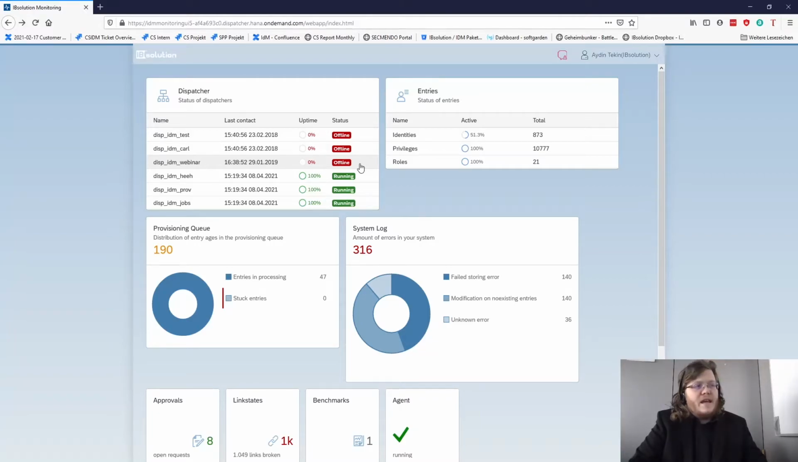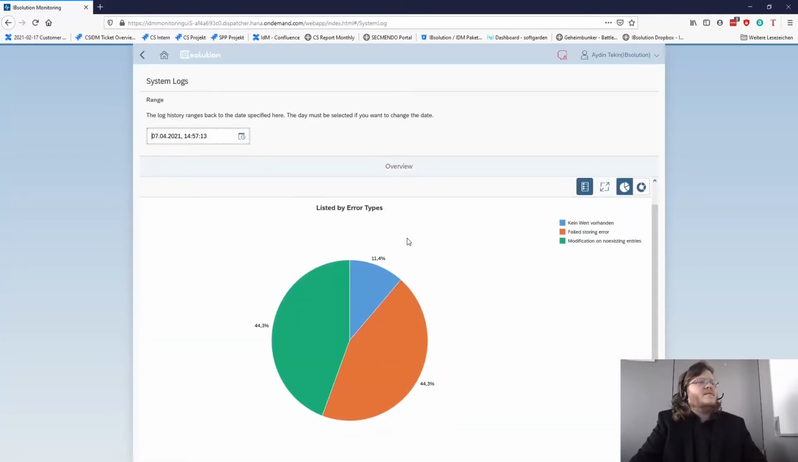On the other hand, another very important topic is our error situation. As we can see here, we already have quite a few errors in our system. There is a pretty even distribution, well, actually it is even, between failed storing errors and modification on non-existent entry errors. Let's take a look into that.